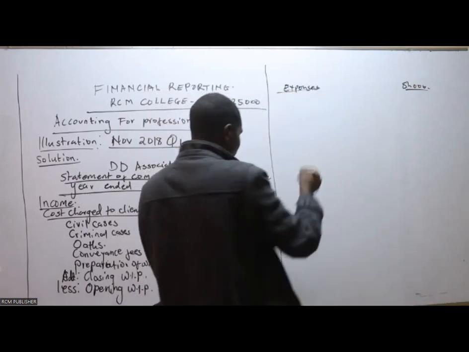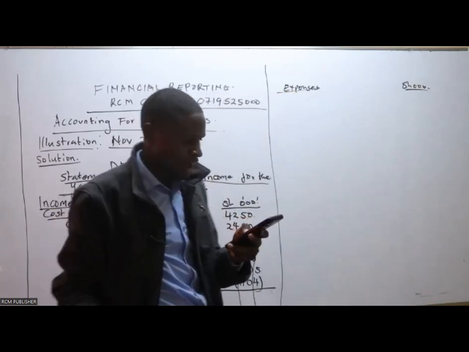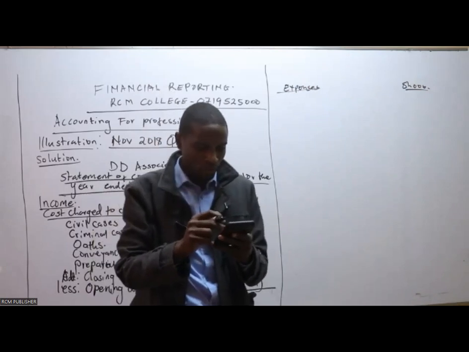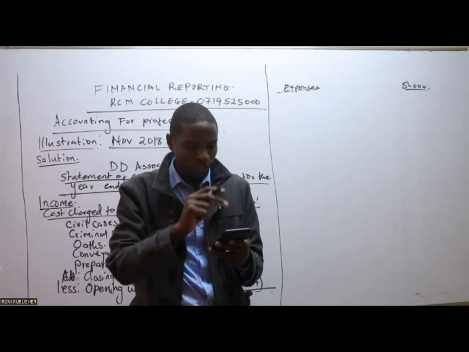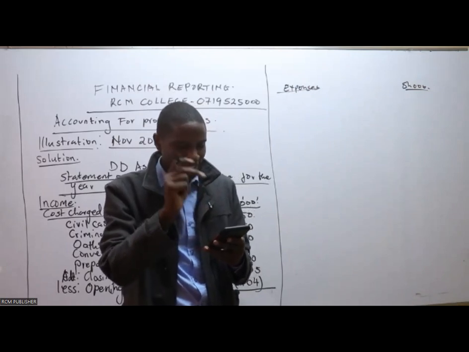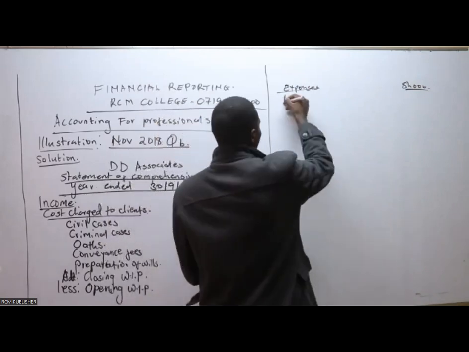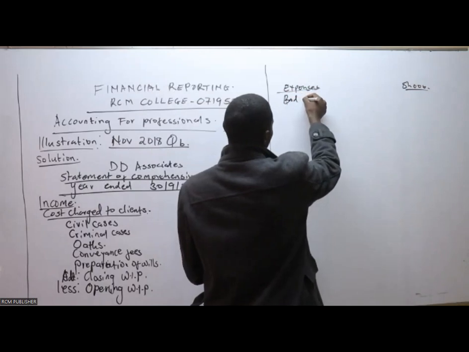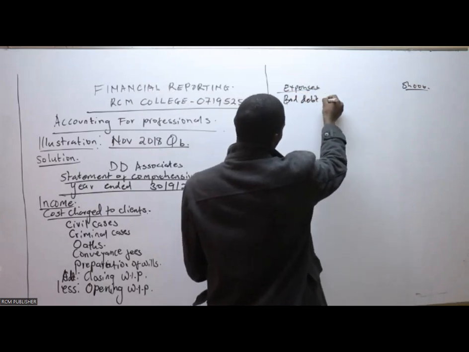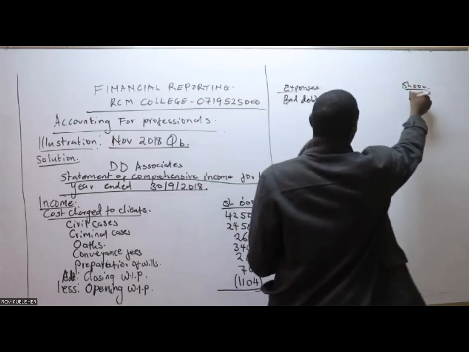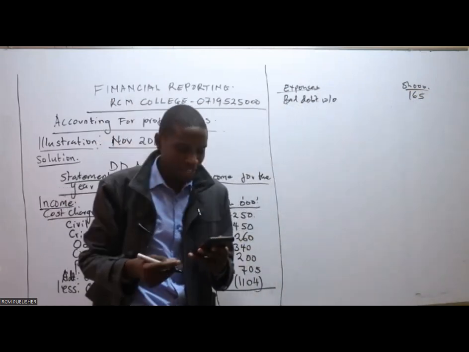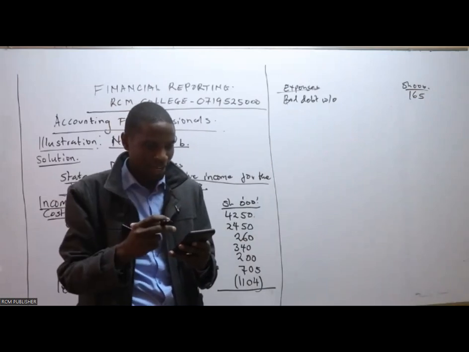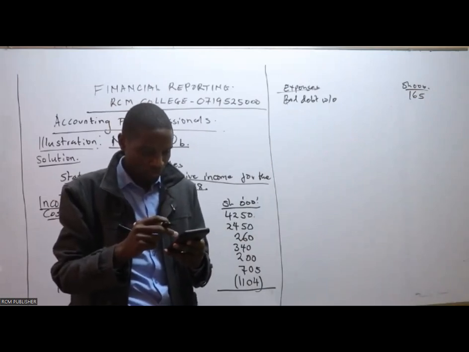For the expenses, let's look at what we have from the word go. I can see there is a bad debt written off. Bad debt, only expense, written off, it will be 165. Give me another expense that you can identify.